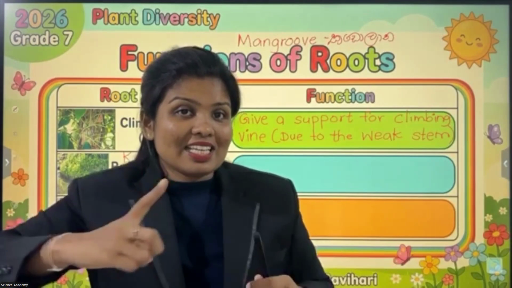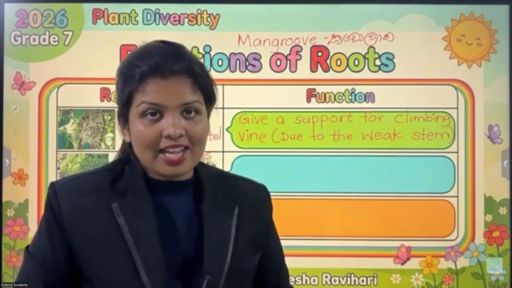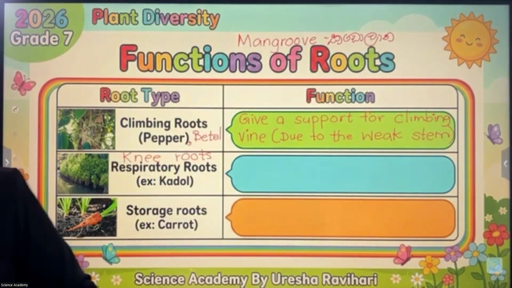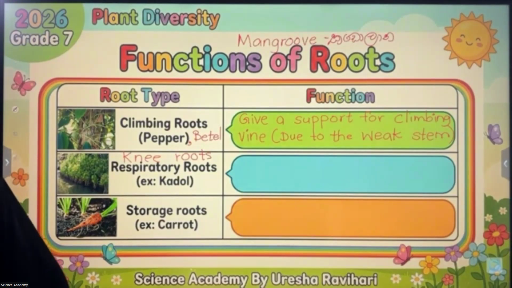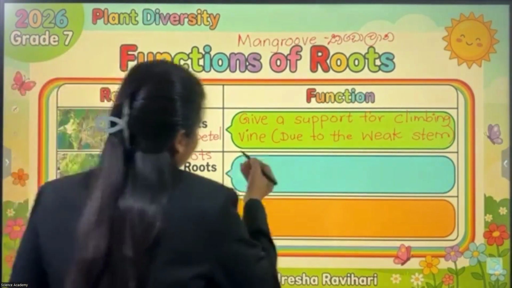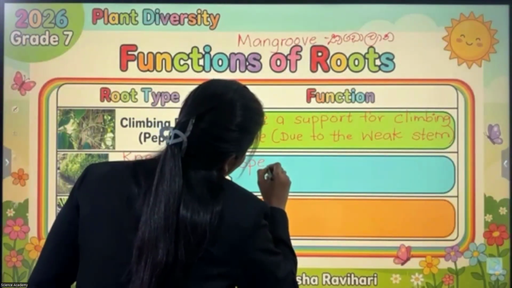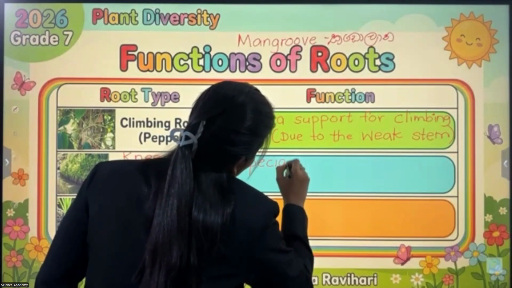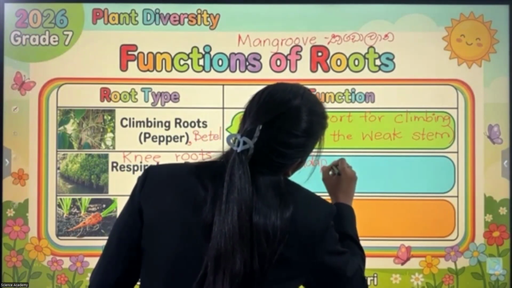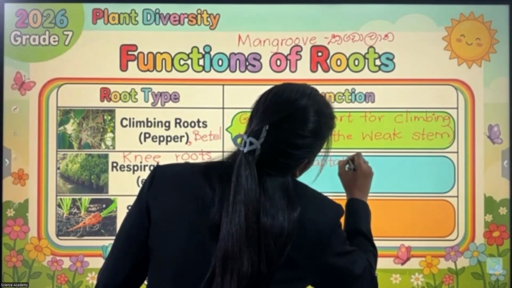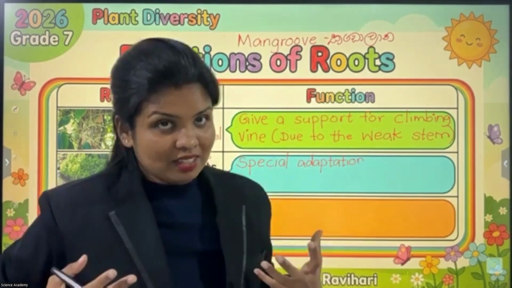Plants like these, we can see knee roots or respiratory roots. Right? This is a kind of special adaptation, children. Okay? Right. Here, children, we can write down the function, special adaptation. Special adaptation means anuvartana. Adaptation. So that means, children, what is adaptation? They can survive in that harsh environment.